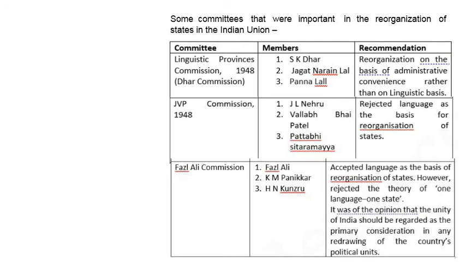The second commission is the JVP Commission of 1948. It rejected language as the basis of the reorganization of states. The third one is the Fazal Ali Commission.